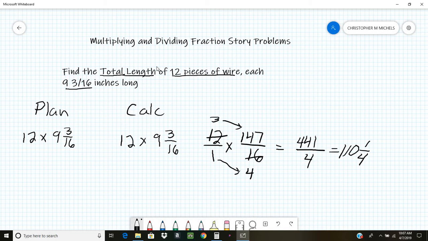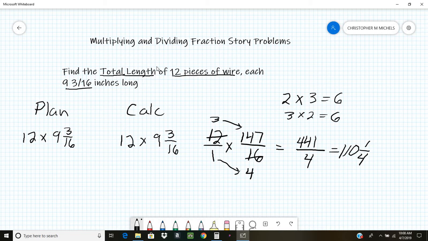The good thing about multiplying fractions is that order never matters in multiplication. You can flip-flop these numbers all day long and you'll get the same thing no matter what. Whether I do 9 and 3/16 times 12, or the way I did it right here, you'll get the same answer. Just think of a simpler example: 2 times 3 gives me 6, or 3 times 2 also gives me 6.